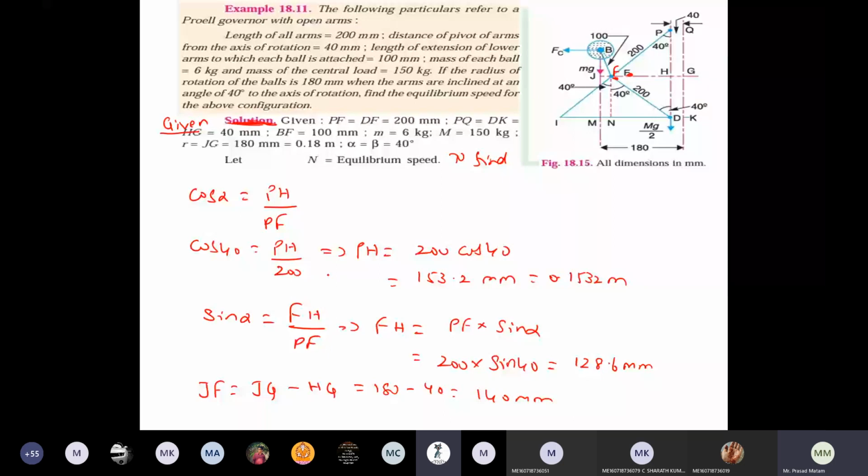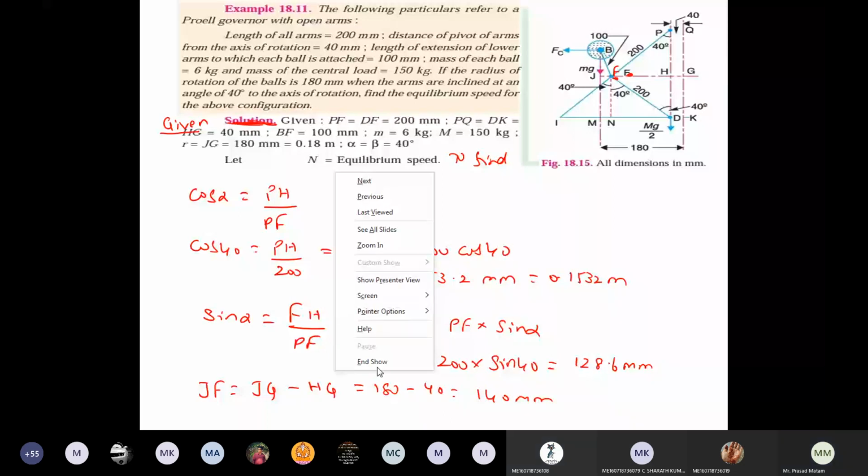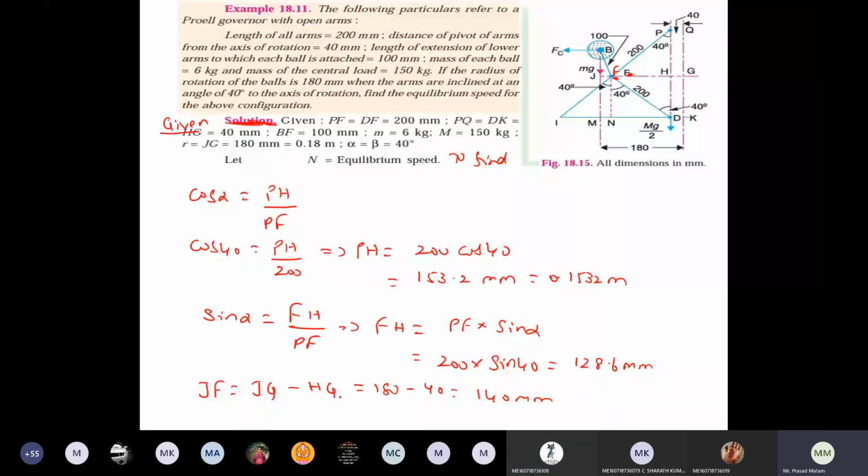Sir, I think the JF value is wrong. Yes, you need to find GH. One second, there is one more formula I missed here. JG minus FH. I forgot to write the FH term here. What is the FH value? 128.6.